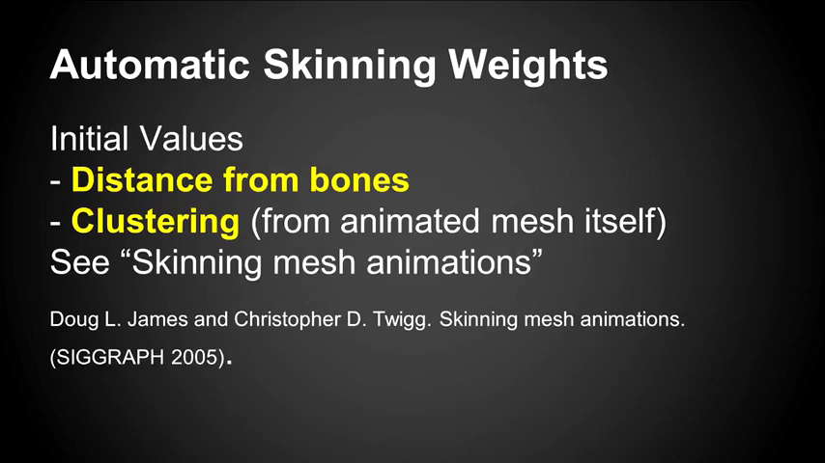Also, in order to solve this, you need some initial values. The simplest initial values you can get for the weights are just weights from the distance to the closest bones. This is very simple. A little bit more advanced would be to use some clustering: you look at how the data moves, and you cluster together the areas that move together. This is what's described in the skinning mesh animations paper, which is where you would start if you want to do this stuff. But in our case, we just use distance to the bones because the optimization is going to make that converge into something good.